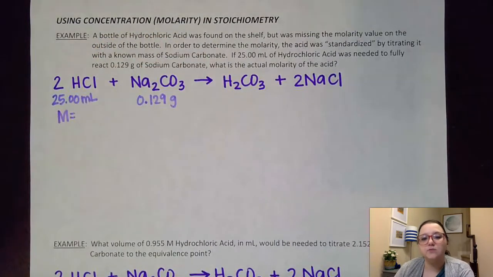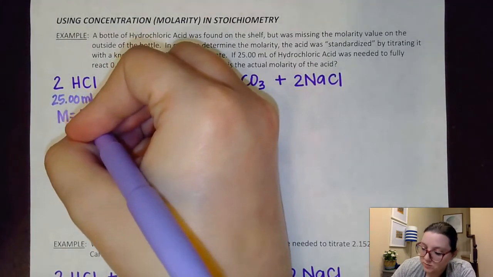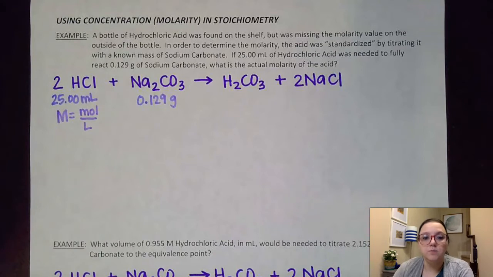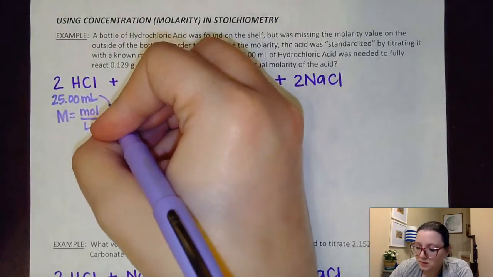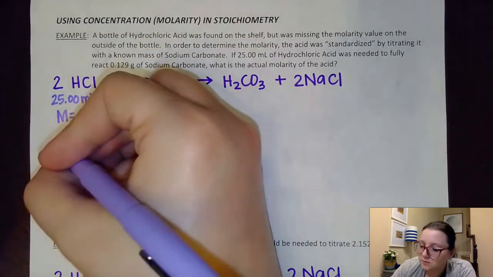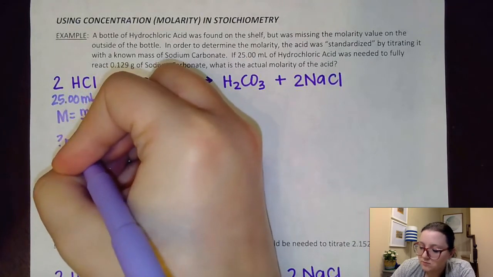Now think about this for a moment. To get molarity, I would need moles over liters. That's the unit of molarity, and if I divide those, I could get my molarity value. Well, I kind of already have one of these pieces. If I convert milliliters into liters, I already have that value. So what that means is that I want to use stoich here to figure out my moles value.